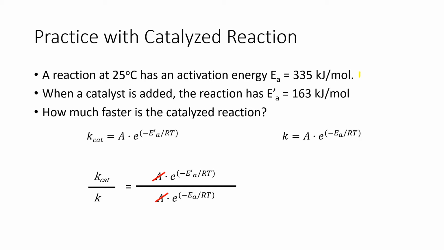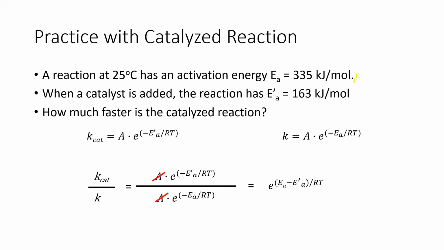So when we subtract these two, we have a common factor, which is 1 over RT. And then you have minus E prime minus the negative of E_A. So you should be able to work out to obtain the following expression: e to the exponent, E_A minus E prime_A, all of that divided by RT.